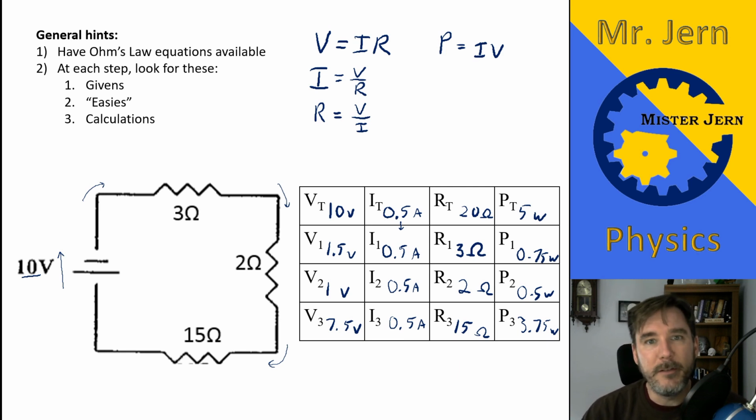So that's it. That's how you do these. You just look at each blank and you start with the givens. You see if there are any quote-unquote easies. In other words, if you know something, like in our case here, we know that the current anywhere is the current everywhere in a series. If it's a parallel circuit, you're going to know that the voltage drop across each branch will be the same. That would be the easies, and I'll do that one in another video. And then any calculations you need to do. So that's all there is to it.